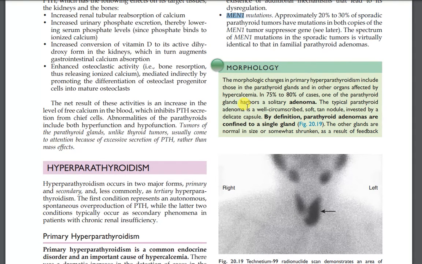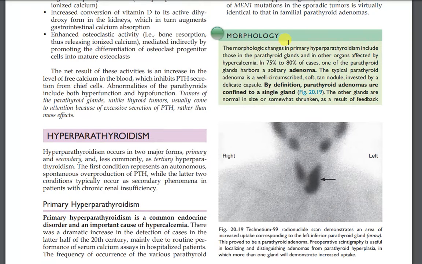but still we have a lot of bad outcomes of this tumor. Okay, morphology changes in primary hyperparathyroidism include those in the parathyroid glands and in other organs affected by hypercalcemia. You see, most commonly it's adenoma. Typical parathyroid adenoma is a well circumscribed, soft, tan nodule invested by a delicate capsule. So, as I said, benign tumor. If we have a capsule, a nodulated structure, we can easily say it's benign.